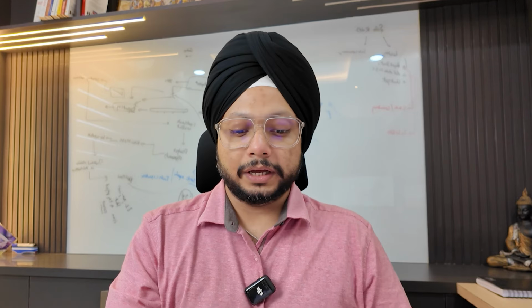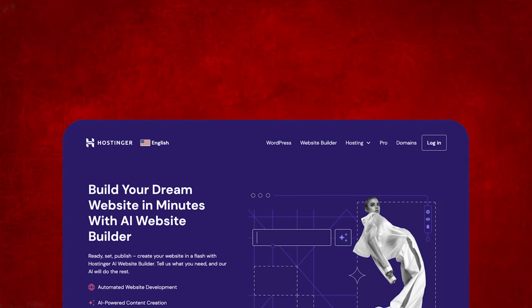Now, the next step is connecting a domain. So here I would tell you that there are two ways to do it. One is that many platforms, especially Hostinger, have an inbuilt domain name option, so you can buy the domain from the AI based website builder.